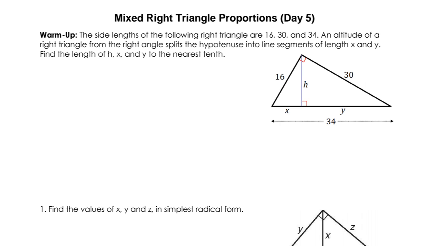Hey guys, we're on Unit 8 and this is day 5 and we're not learning anything new. We're just having a mixed day of practice. So in our warm-up, it says that the side lengths of the following right triangle are 16, 30, and 34. And an altitude of a right triangle from the right angle splits the hypotenuse into two segments of length x and y. And they want us to find the length of h, x, and y. So there's three variables we have to solve for.